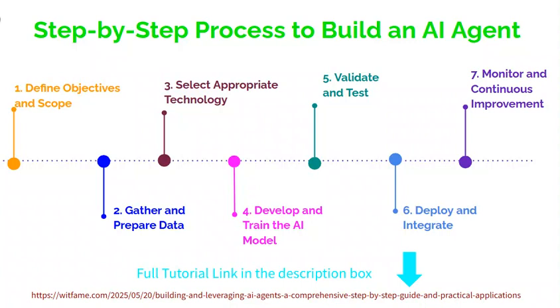4, develop and train the AI model. Selecting algorithm, building and training the algorithm. And next, 5th step is validate and test. Data validation and test the system, and test the AI agent.